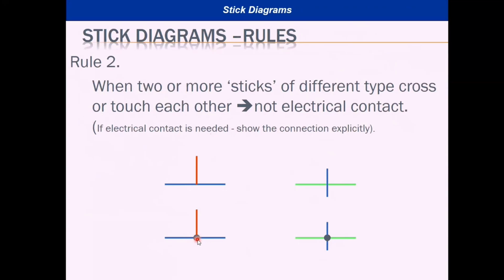Here the electrical contact is shown in the joining point of the horizontal and the vertical layers. So it indicates a metal layer is in contact with the vertical polysilicon layer. Similarly, here horizontal N diffusion is in contact with the vertical metal layer. So if the contact is there, it should be shown explicitly.